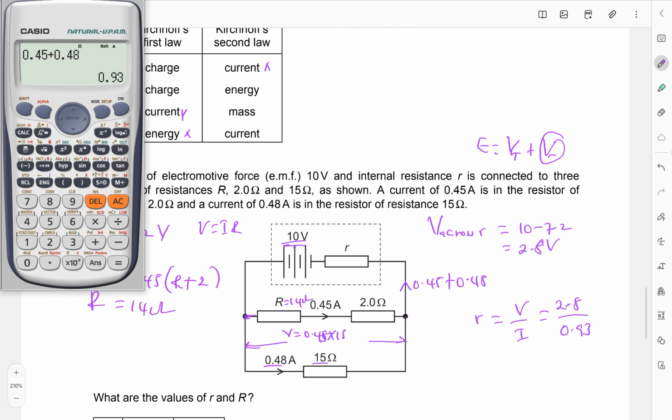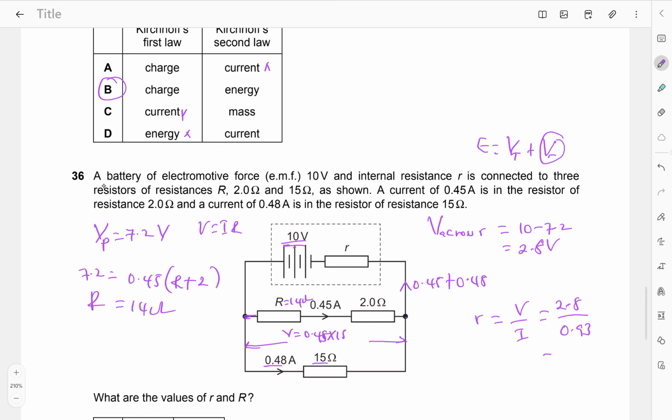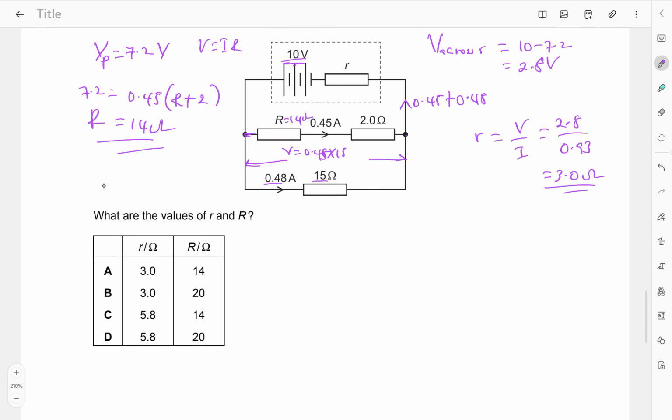So we can now just get the answer. 2.8 divided by 0.93 is 3.0. You could be having a simpler way of solving this. So you have 3.0 and 14. Small r is 3.0. These are wrong. Capital R is 14. So it means our answer is going to be A.